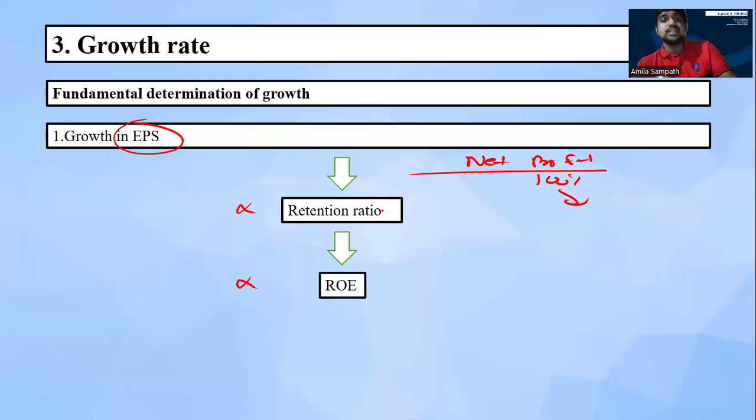Then this retention ratio mainly affects the growth in earning per share, because if we retain something with us, we can reinvest it into our business. If we reinvest, then we can increase our revenue. Then indirectly, it will affect what? Earning per share. Therefore, the retention ratio directly affects our growth in earning per share.